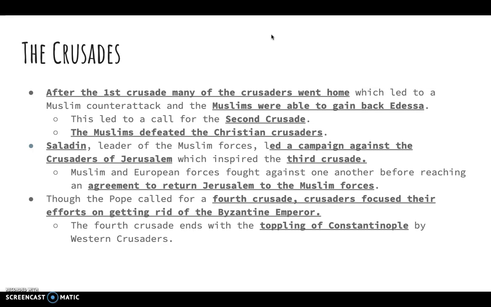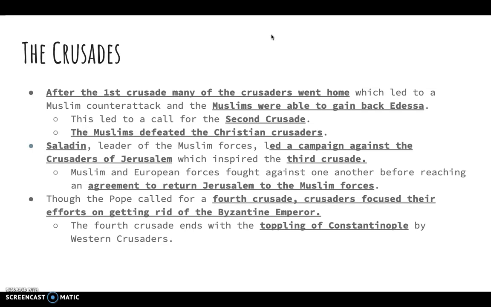This led to a call for the Second Crusade, because they were like, oh no, our land got taken. Let's go back, and we're going to try to make sure that we're protecting our land from those Muslim invaders. However, because there's not as many of them there, the Muslims are going to defeat the Christian Crusaders and are going to be successful at taking back some of that land. Now, Saladin was one of the best-known leaders of the Muslim forces, and he led a campaign specifically against Jerusalem, attempting to get Jerusalem back under Muslim control.